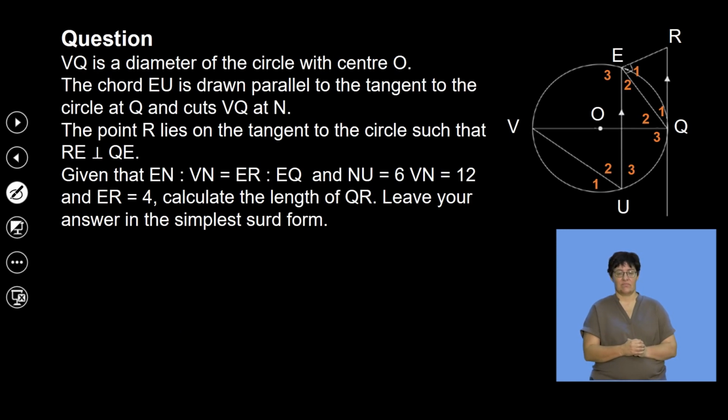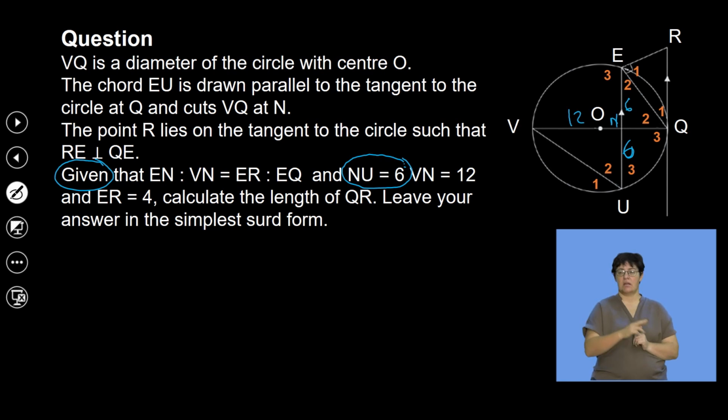Now, as soon as they start giving you some values, it means they want you to find some answers in terms of numbers and not just the ratios like we've been doing, right? So I know that my NU is equal to 6 units. So NU is 6 units there, right? Remember N is at that point. And my VN is 12 units, so that's 12 units. And this will be 6 units as well. Remember, line drawn from center perpendicular to the chord.